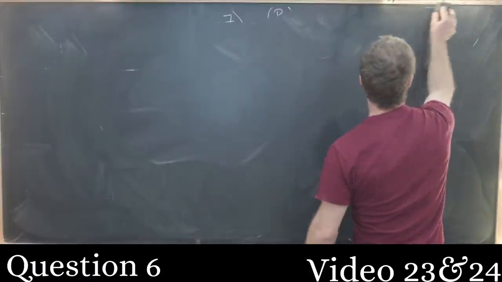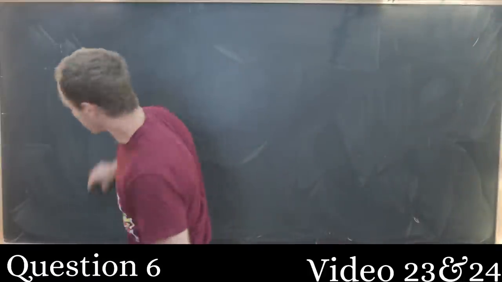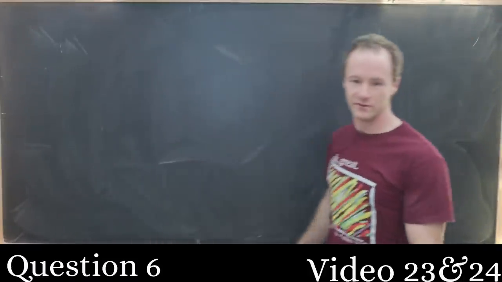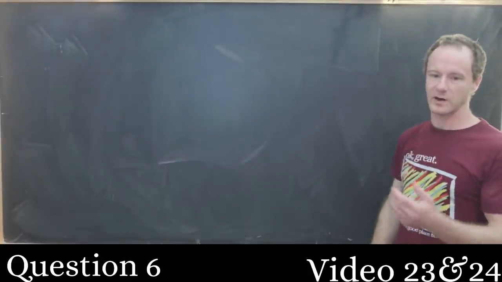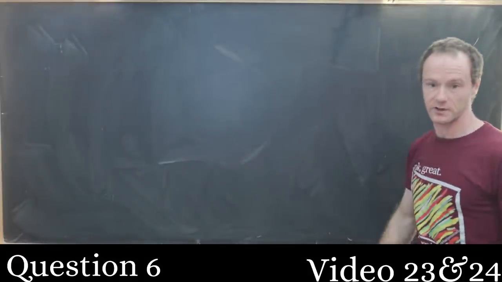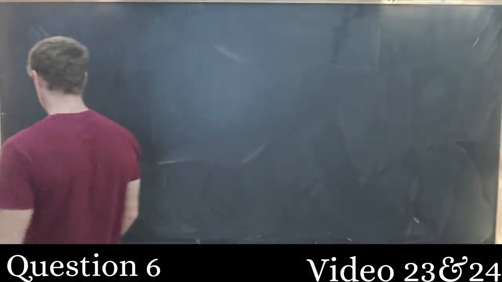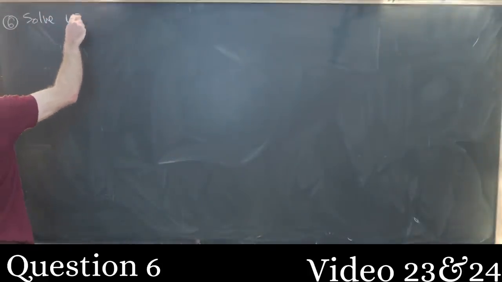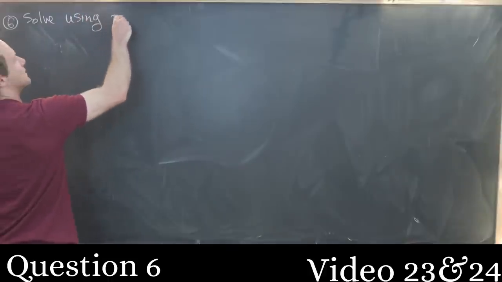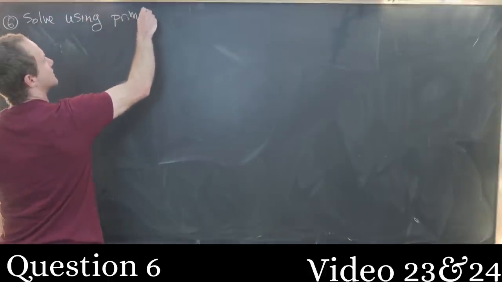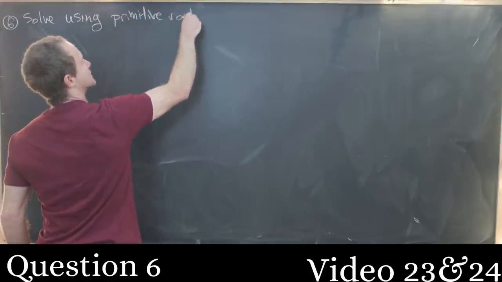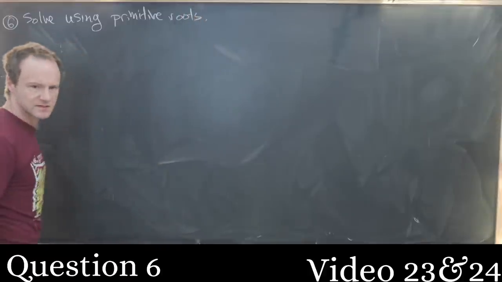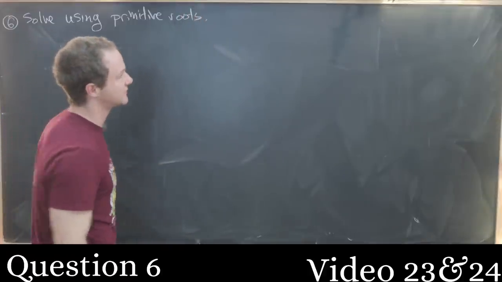Okay, so how about how I totally messed up that primitive root argument on the first problem? Now we're going to have another problem about primitive roots, but it's more straightforward. Okay, so let's, this is 6. Solve using primitive roots. Okay, so we've got two things to solve.